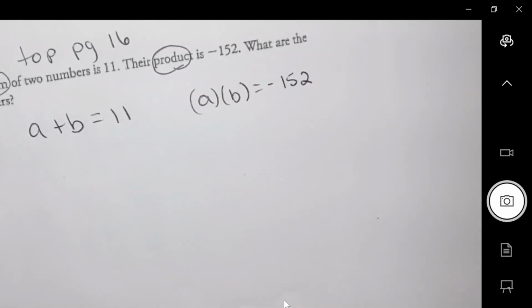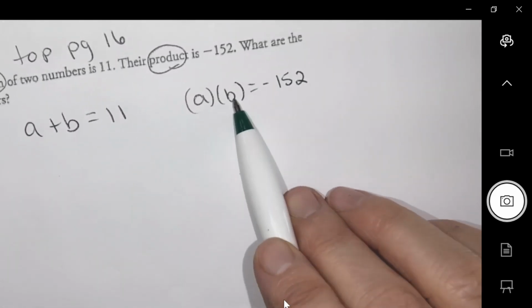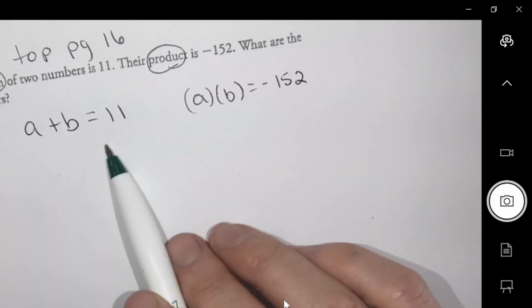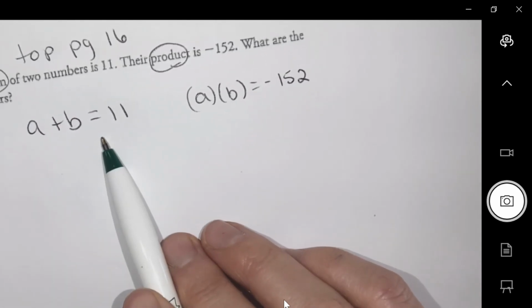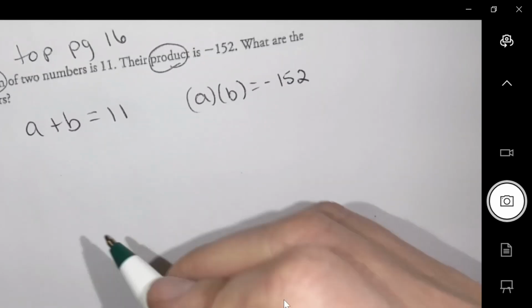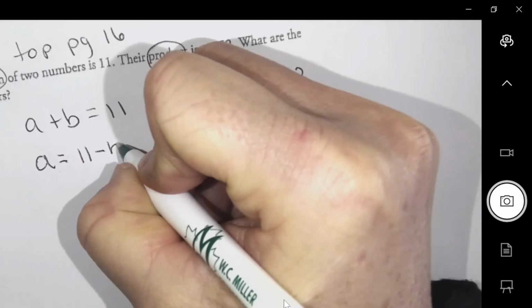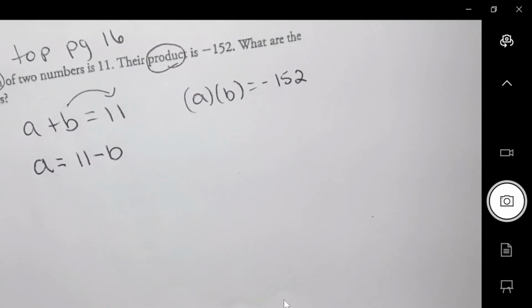Okay, same situation. I can't put two variables into an equation. So we're going to make a substitution, okay? I have to either have A or B alone. So which one do you want to pick? It doesn't really matter. A is 11 subtract B. That was just an algebra move.